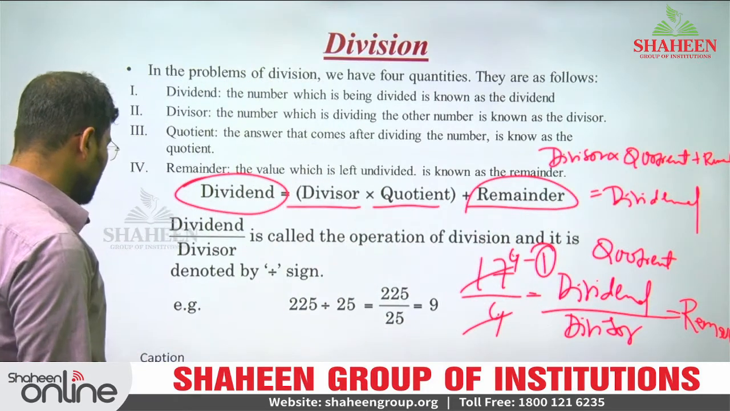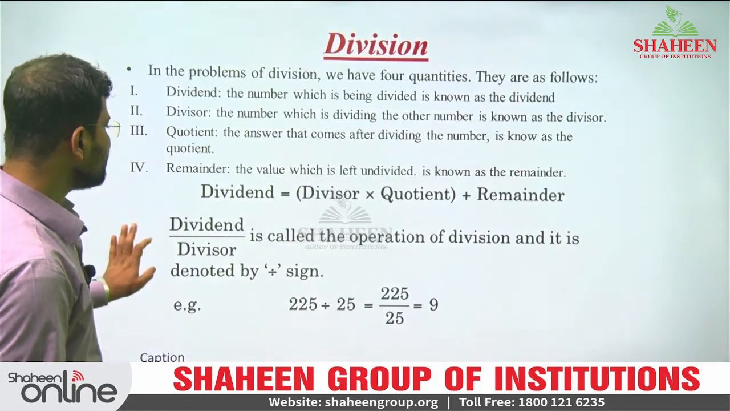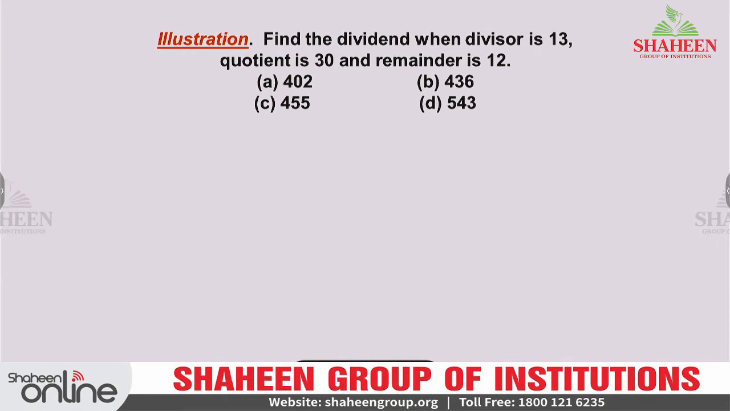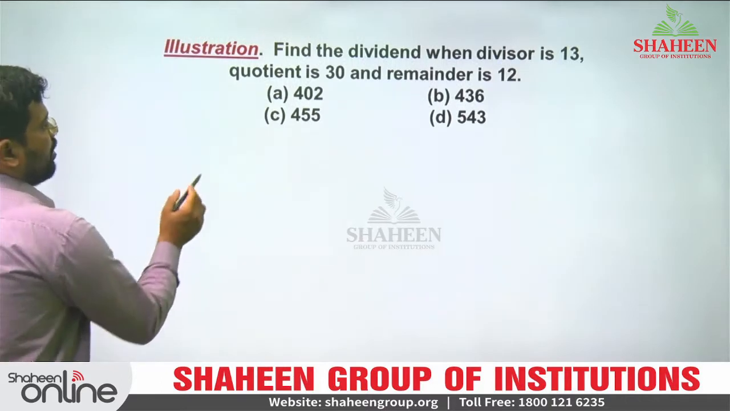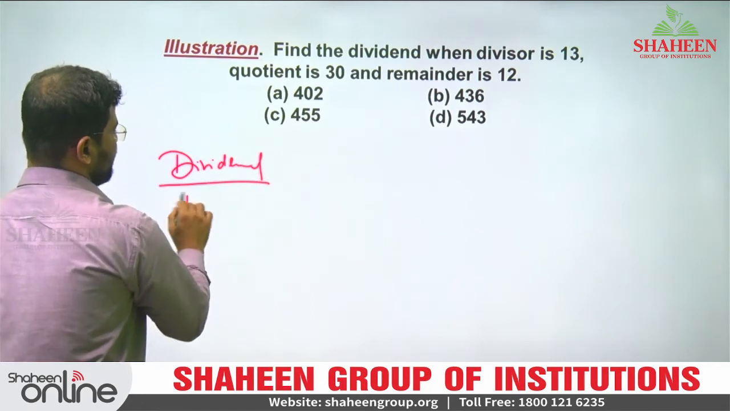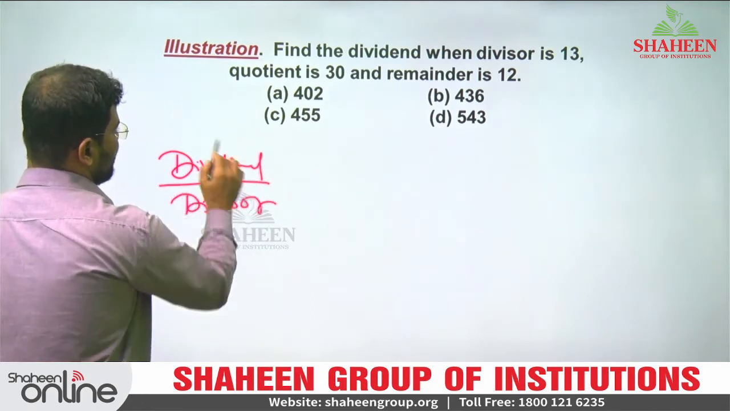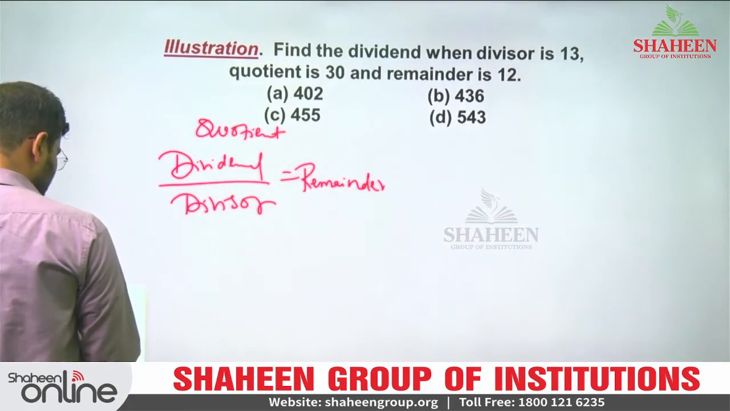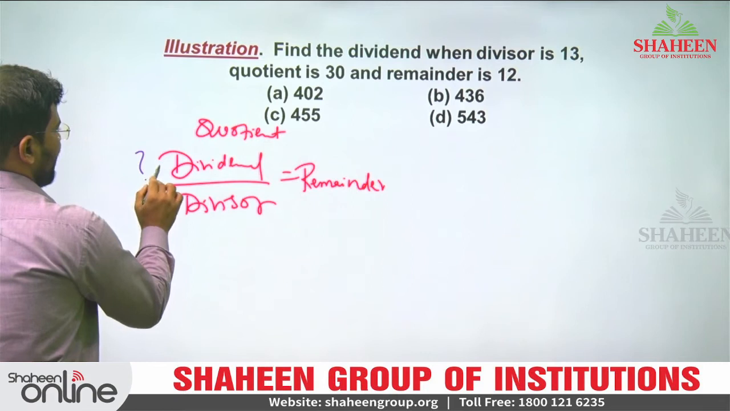Now let us solve an example based on this. Find the dividend when the divisor is 13, the quotient is 30 and the remainder is 12. So what is this? Dividend, divisor, quotient, remainder. Now I need to find this dividend.